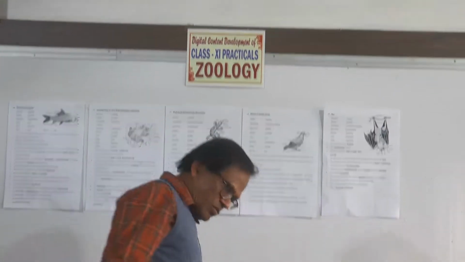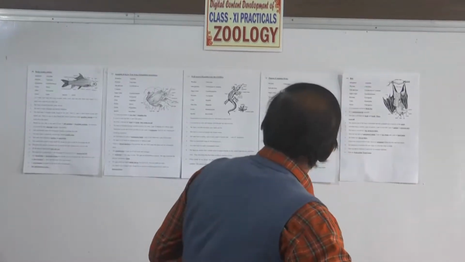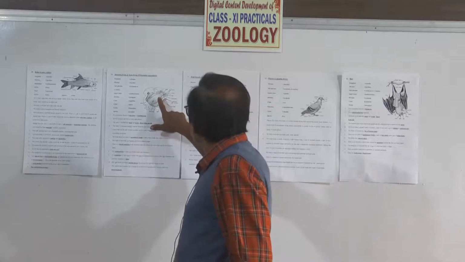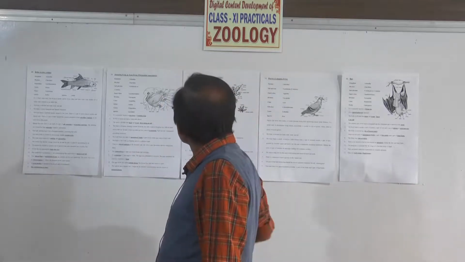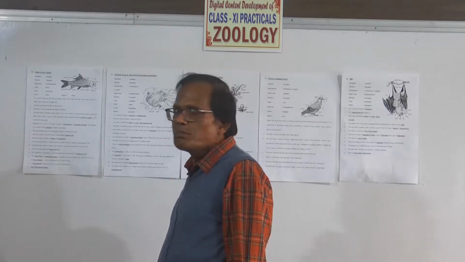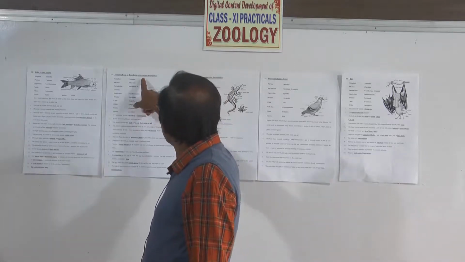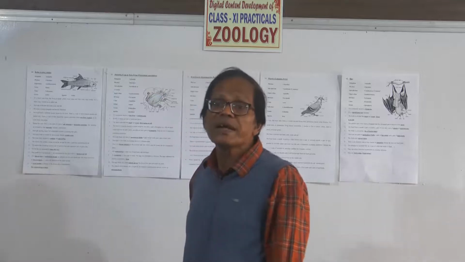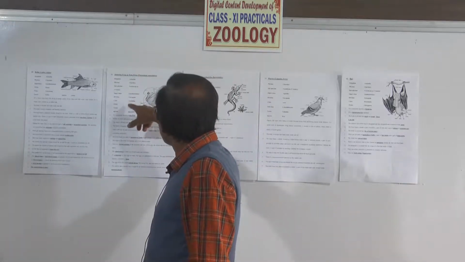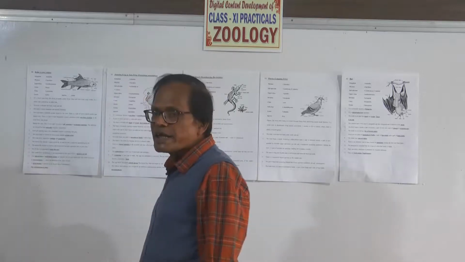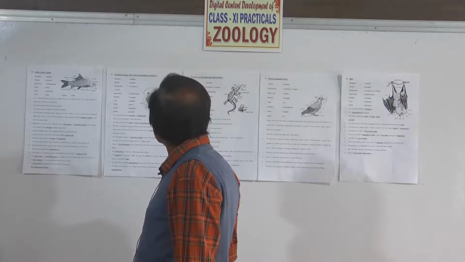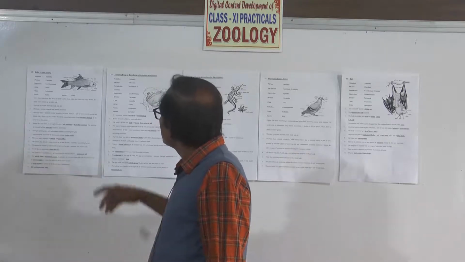Next we move on to the next specimen, that is a frog. It's a jumping frog or tree frog belonging to the species Polypedates maculatus. A little bit about its classification. See, the kingdom is Animalia, the phylum is Chordata, subphylum is Vertebrata.